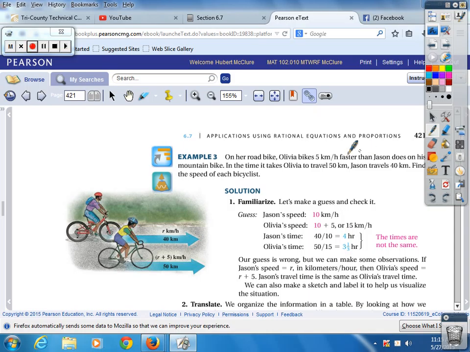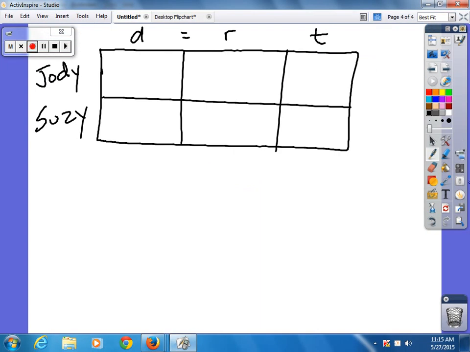So that means that Jody is going to go X or R. Okay? So Jody is going R. And of course, the efficient Susie is going to be going what? R plus 5. So in the R column, Jody is just going R because he's not very good. And Susie is R plus 5.